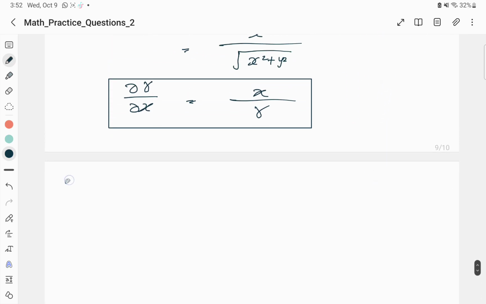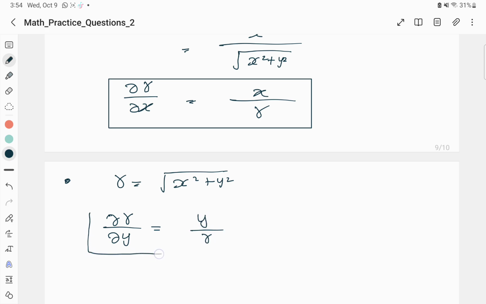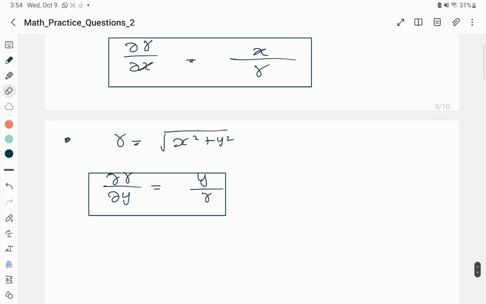Now we calculate the derivative of r with respect to y. r is equal to the same square root of x squared plus y squared. So this time I'm going to write the answer directly when I differentiate r with respect to y. Finally it will be just y over r. This is the answer for that. And this was the answer for the derivative of r with respect to x, and this is the derivative of r with respect to y. It will be y over r.